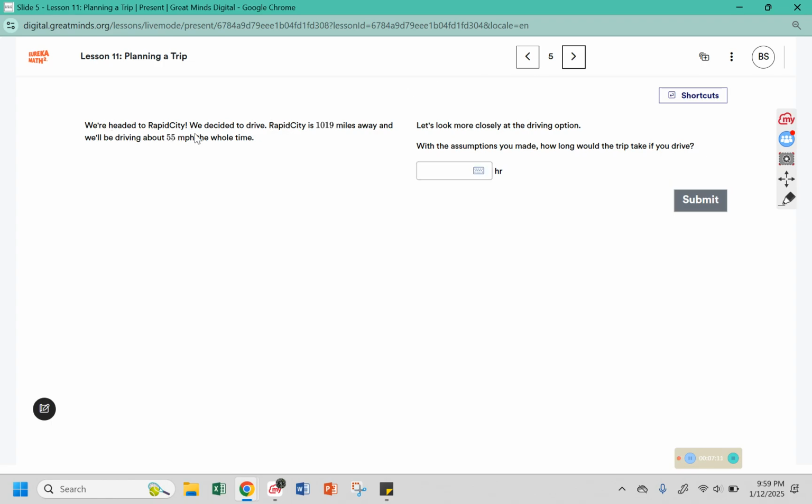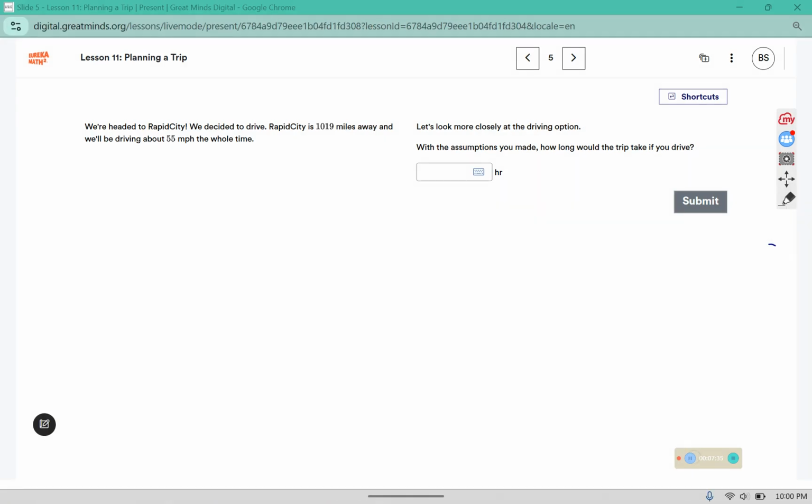So here it says we're headed to Rapid City. We decided to drive. Rapid City is 1,019 miles away, and we're driving about 55 miles per hour the whole time. Let's look more closely at the driving options. With the assumptions you made, how long would the trip take if you drive? So if we're going 1,019 miles, and we're going 55 miles per hour, if we divide, that'll tell us how many hours it will take us.